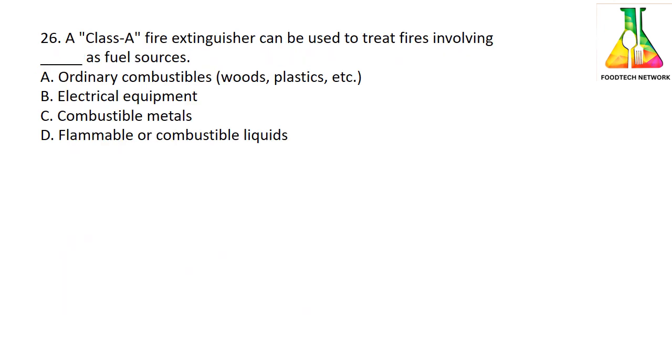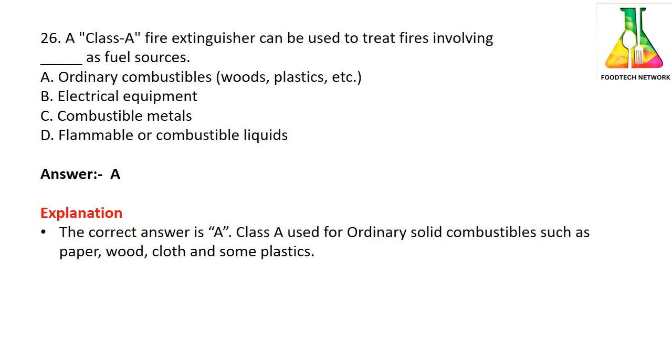For question 26, a Class A fire extinguisher can be used to treat fires involving dash as a fuel source. Option A, ordinary combustibles, that is wood, plastic, etc. Option B, electrical equipment. Option C, combustible metals. And option D, combustible liquids or flammable liquids. So definitely the right answer is ordinary combustibles. Paper, wood, clothes, and some plastics come under ordinary combustible solid materials.